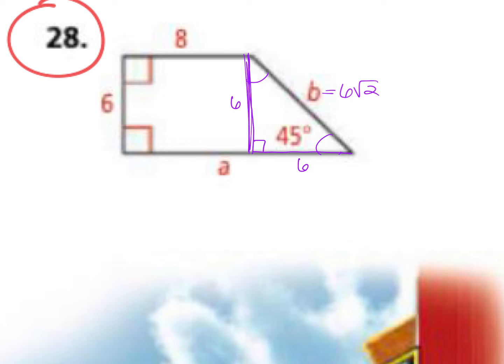What would A be? It would be 14, right. So this length is the whole thing. This piece of it up here is 8. So 8 and 6, add those together, you get 14.